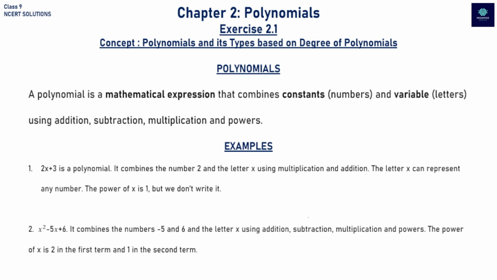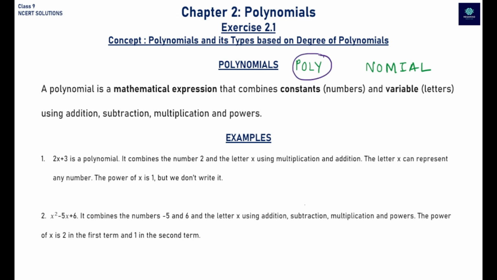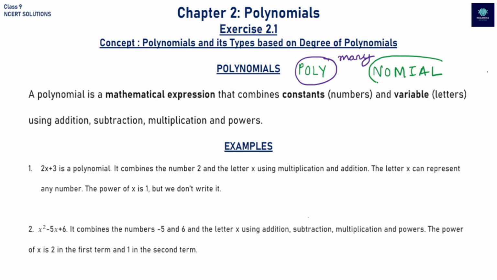Now the first thing that we are going to see is what are polynomials. So this word polynomial is made up of two different words which are poly and nomial. So the meaning of word poly is many and the word nomial means terms. So polynomial is made up of many terms. Now let us get into the definition of polynomial.